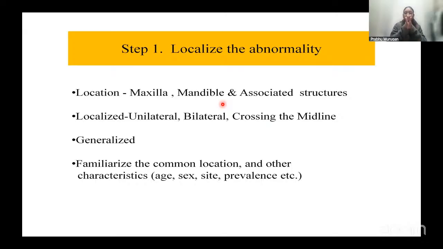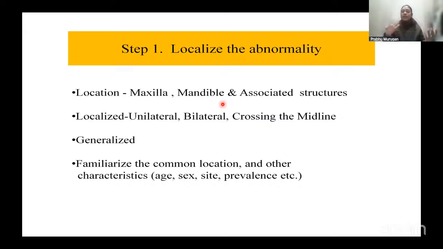So first thing is you're localizing the abnormality: maxilla, mandible, or the associated structures, unilateral or bilateral, or whether it's crossing the midline or not. And next one, after localized, is generalized, right? So a generalized lesion is involving the maxilla and mandible. For example, your Paget's disease, or in case of florid cementosseous dysplasia.